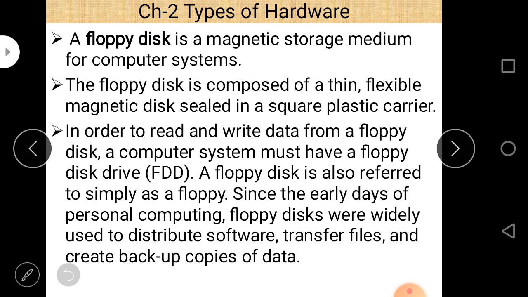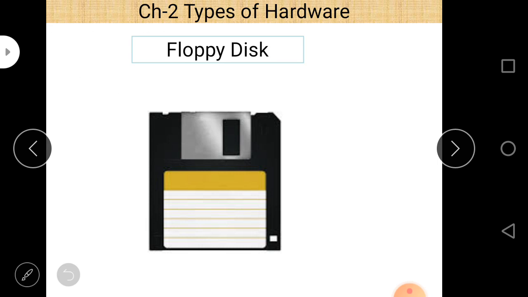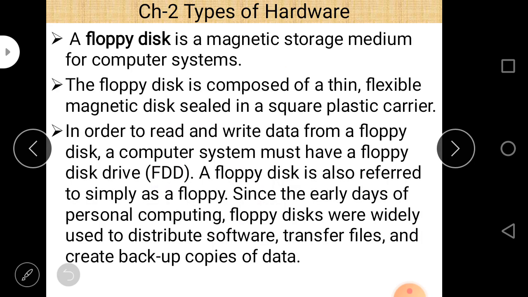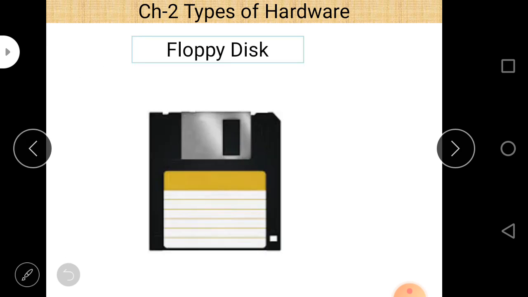Floppy disk is a magnetic storage medium for our computer system. A floppy disk is composed of a thin, flexible magnetic disk sealed in a square plastic carrier. In order to read and write data from a floppy disk, a computer system must have a floppy disk drive. Without a floppy disk drive, it is not possible to read a floppy. If it is not so, then we cannot read data from a floppy disk.